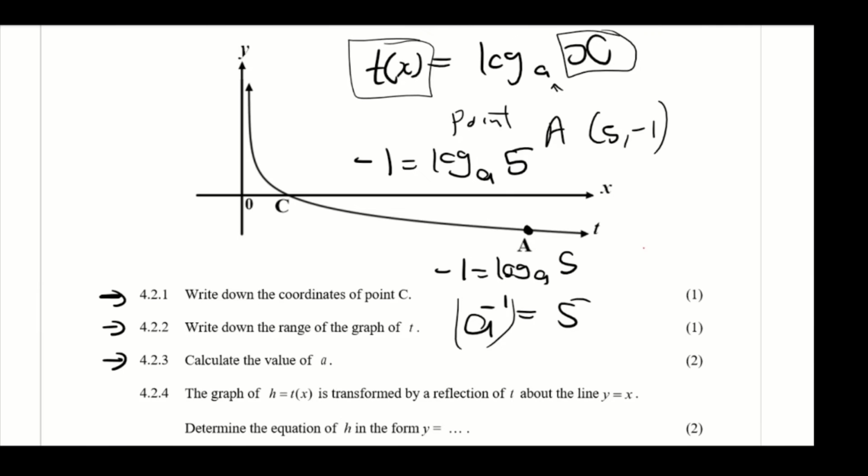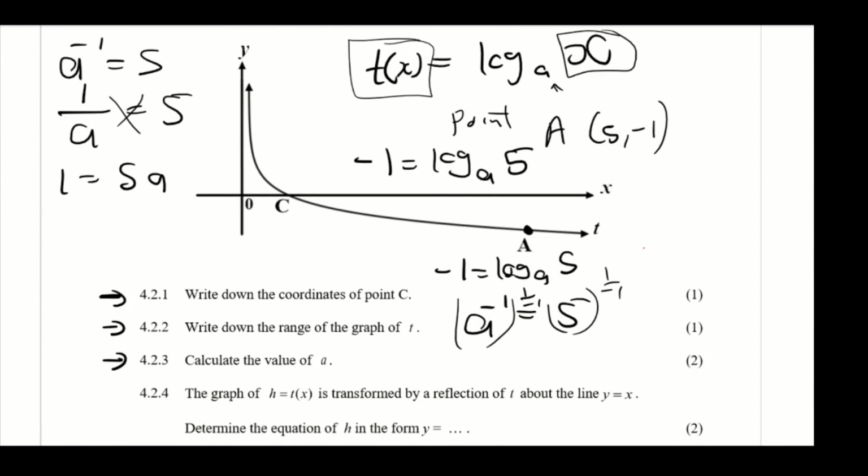Right? And we want to find a, not a to the power minus 1. So you can multiply by 1 over minus 1, or you can simply write it in this form. You have 1 over a is equal to 5, right? Cross multiply, you have 1 is equal to 5a. Divide by 5 both sides, you have a is equal to 1 over 5. So this is your a value.